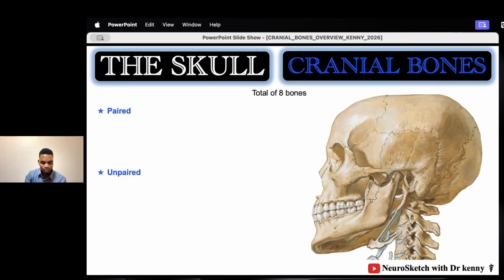Now to wind up, we've said we have 8 cranial bones, and some of the bones are found on either side, and some of them are only centrally located. So these bones can be divided into paired bones and unpaired bones. And the paired bones, we have said we have 2 parietal bones, one on this side and one on the other side, and the two temporal bones, one on this side and one on the other side. So the remaining 4 are unpaired.